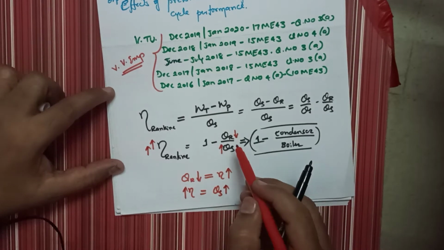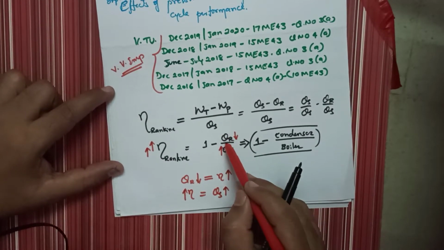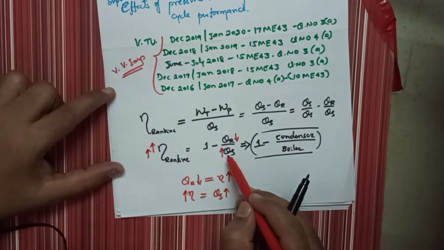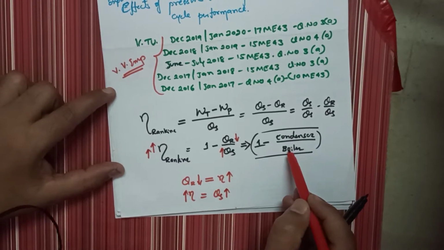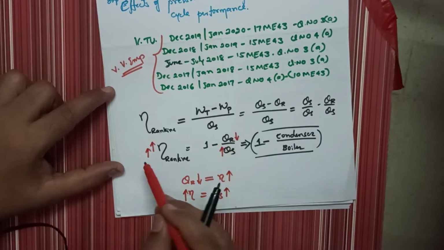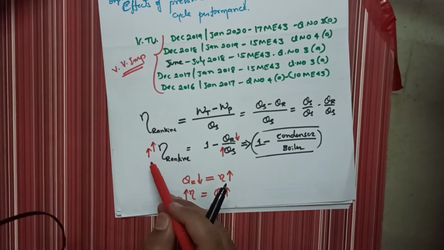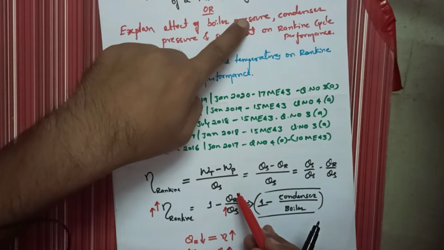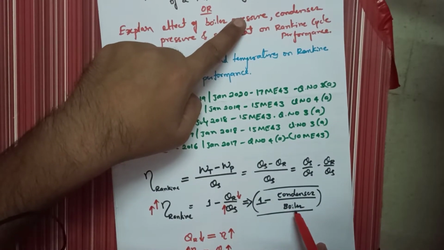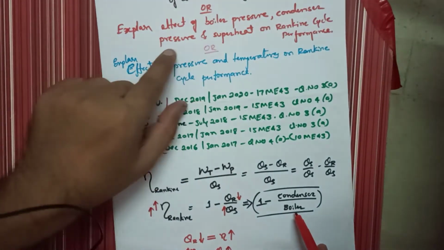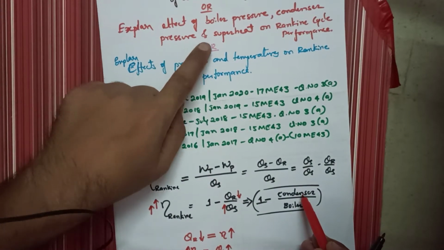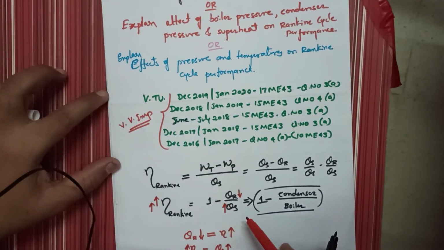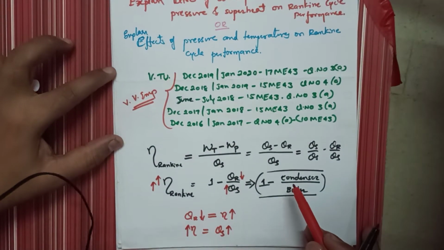So our aim is to reduce the amount of heat rejected in the condenser, or to increase the heat supplied in the boiler. Due to these 2 parameters you can increase the efficiency. That is the reason they have written in the question: explain the effect of boiler pressure, here is the boiler, and condenser pressure, here is the condenser, as well as superheat. The superheat parameter is not considered here. When we come back to superheat, we will discuss.